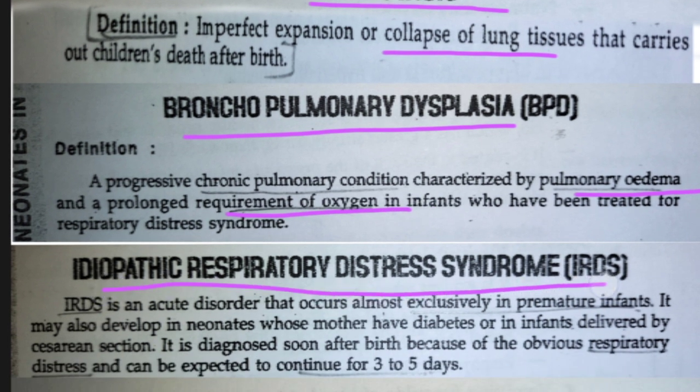Idiopathic respiratory distress. In this, the child is suffering from a respiratory disorder, but the exact reason is not known. Generally it is seen in premature babies, or babies whose mother has diabetes, or babies born through C-sections. In these babies this condition is seen, and it lasts for 3 to 5 days. These are the respiratory problems.